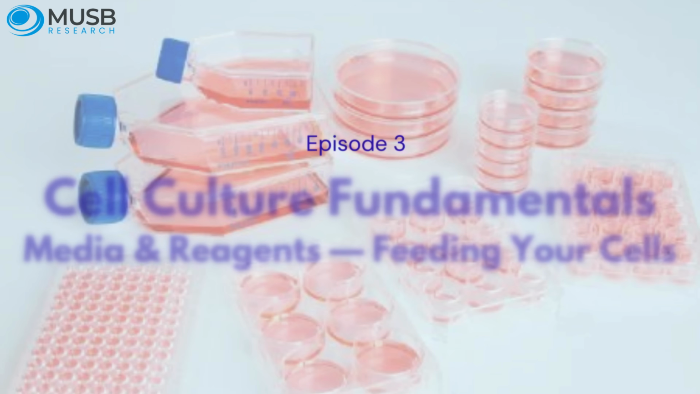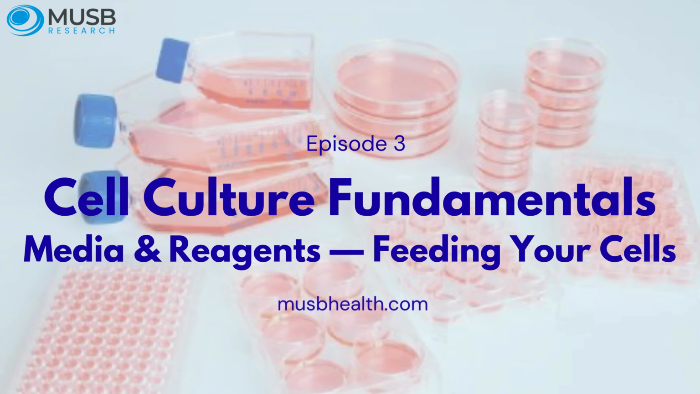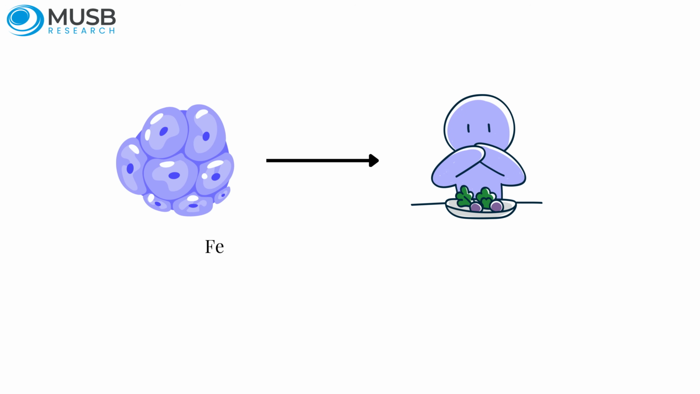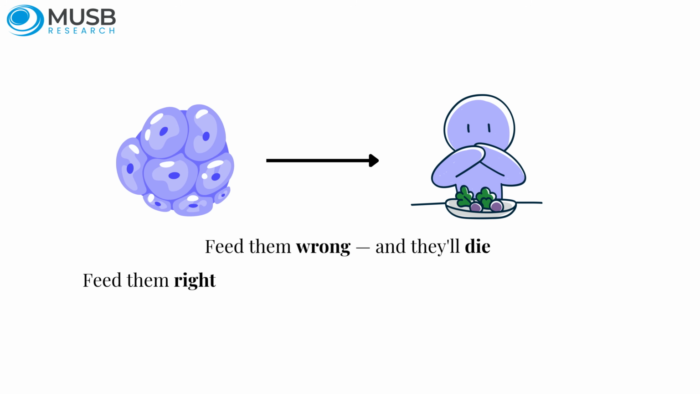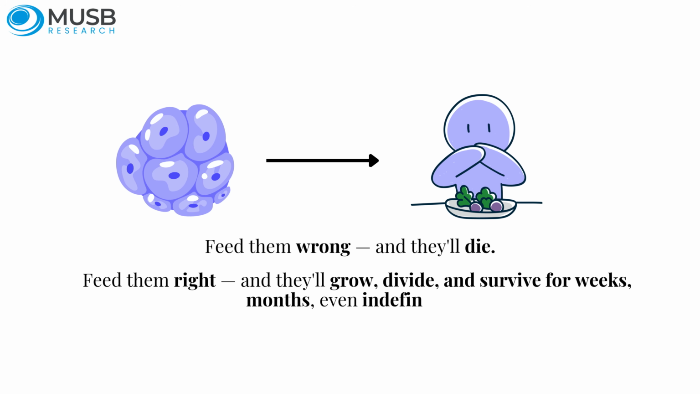Welcome to episode 3 of the Cell Culture series. Today we're looking into media and reagents. Your cells are picky eaters. Feed them wrong, and they'll die. Feed them right, and they'll grow, divide, and survive for weeks, months, even indefinitely.